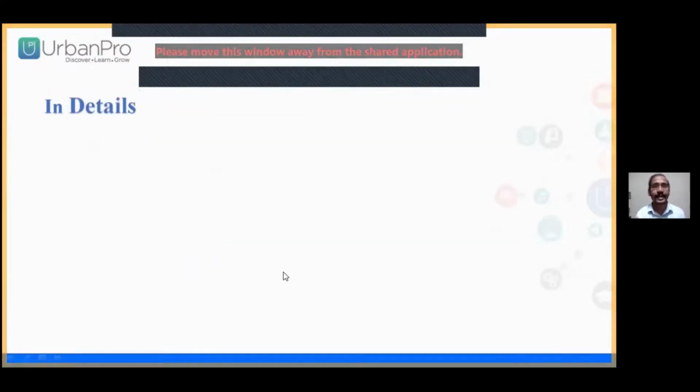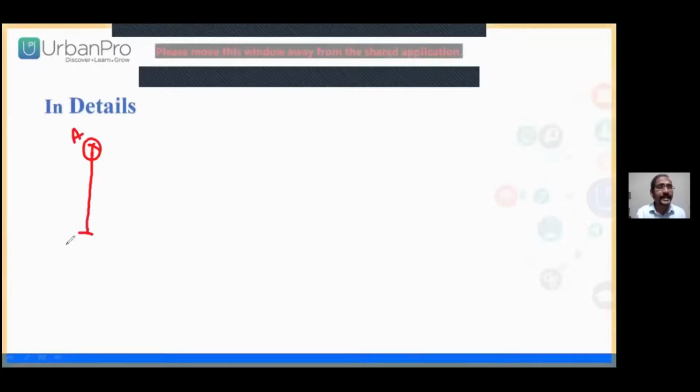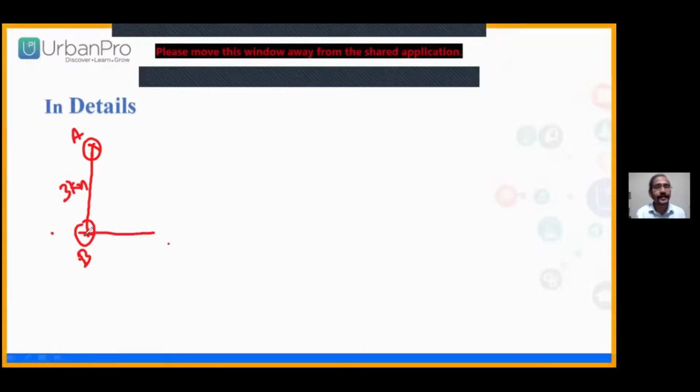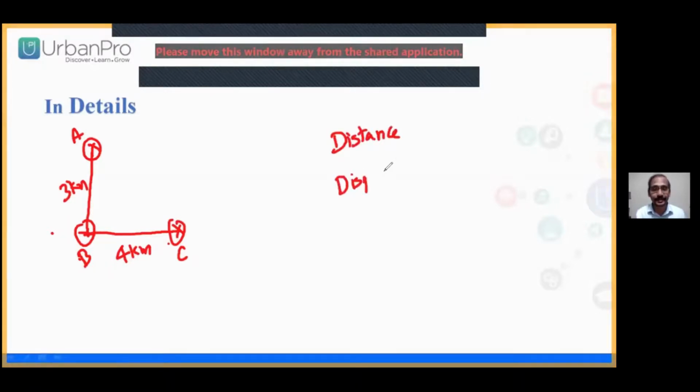Next, now we will discuss how to calculate distance and displacement. An example: an object at point A reached point B, 3 kilometers. Point B to point C, this is the way the object traveled, 4 kilometers. Now the question is, find the distance and find the displacement. What is our answer? How to do that?